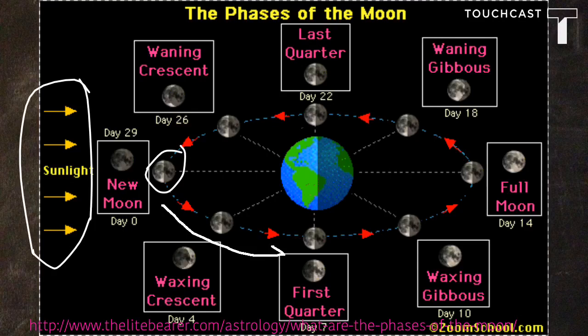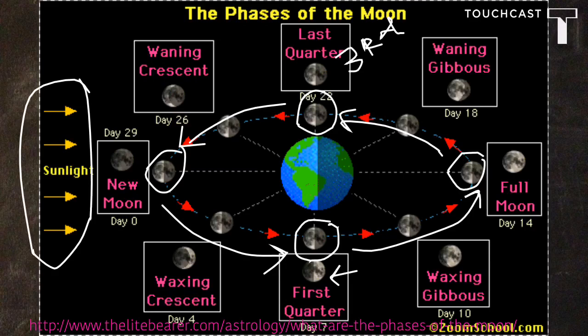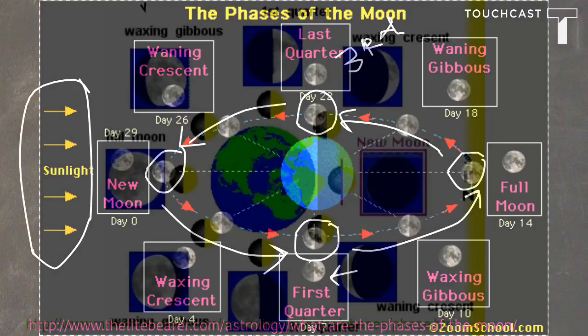A quarter of the way through, we get to our first quarter. This is when it looks like the moon is half lit, and this is what it looks like from Earth, guys. It goes another quarter of the way and we get to our full moon, which is directly across from the new moon. That's when we see the full moon in the sky. Another quarter of the way and we get to our last quarter, or third quarter, which is very similar to the first quarter, except the opposite side of the moon is lit. And another quarter of the way, we're back to a new moon and a new cycle. Don't forget to draw this.